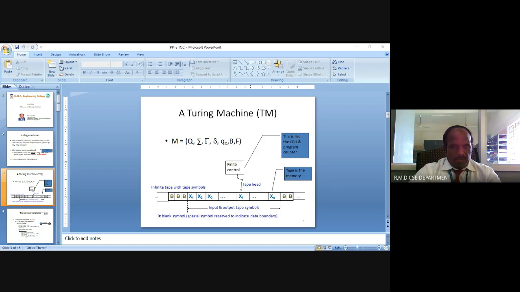Example: 0 power n, 1 power n, n greater than or equal to 1. So there are 3 kinds of symbols: 0, 1 and blank. 0 power n 1 power n means 000111. The blank symbols are blank, then 000111 listed on the tape. These are the blanks, blank 1, blank 2, with 000 listed here and followed by 111. These are followed by blanks.